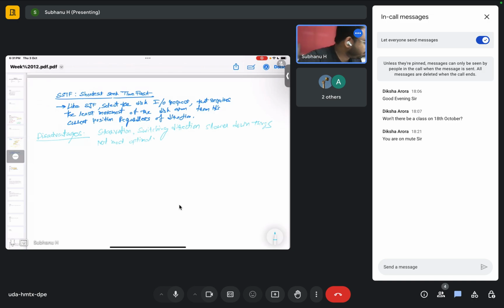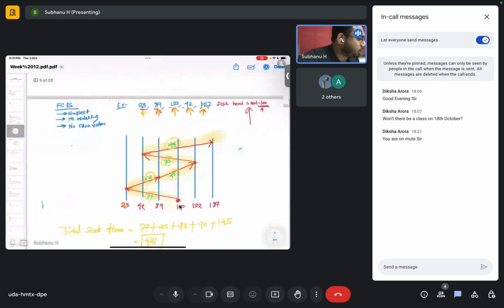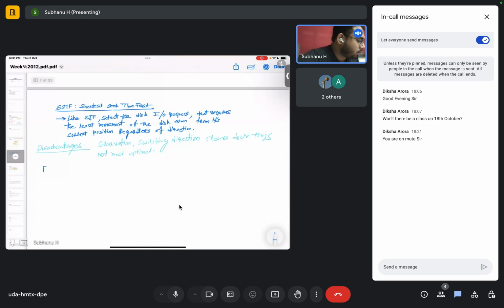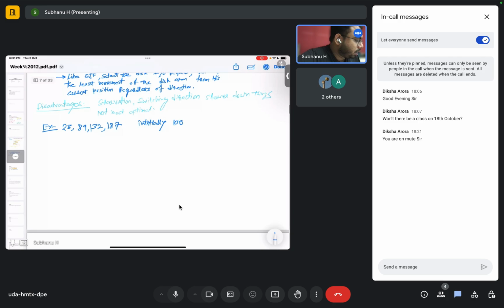So how is SSTF implemented? We'll be implementing SSTF with an example, using the same example. Our requests are 23, 89, 132, 187, and initially our head was pointing at 200. So we will be creating the block lines first.